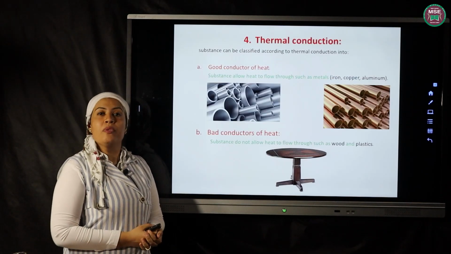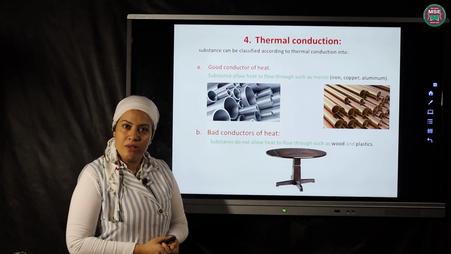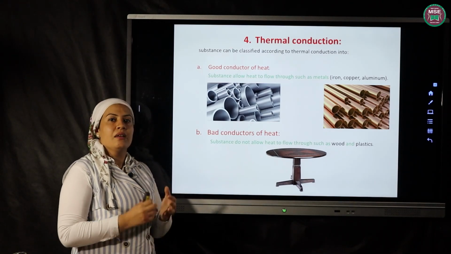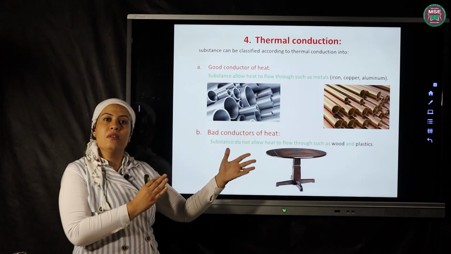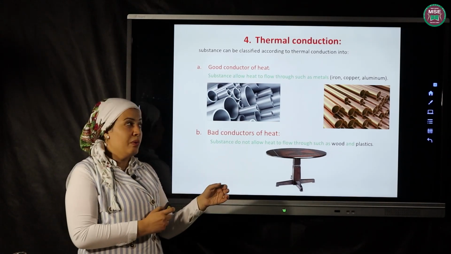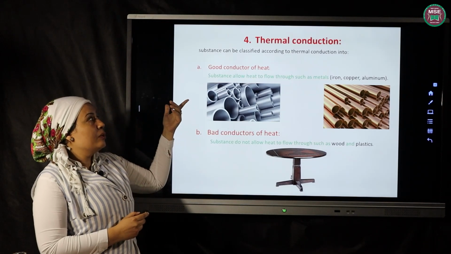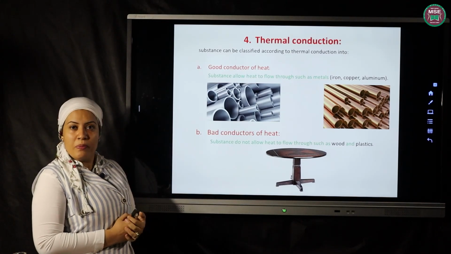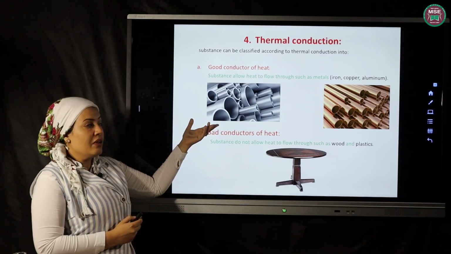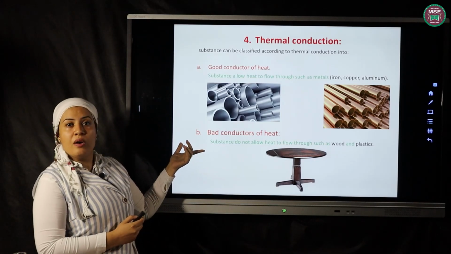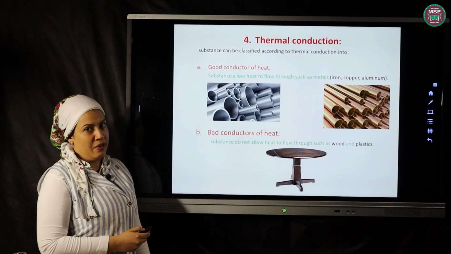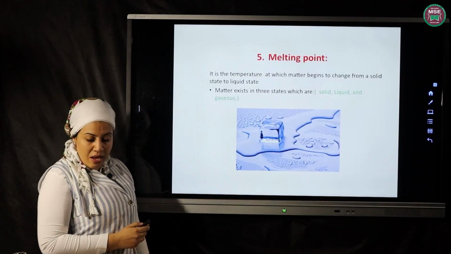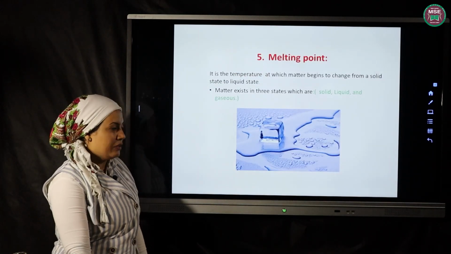Now we will talk about thermal conduction, which we talked about before in primary. I have substances that are good conductors of heat and other substances that are bad conductors of heat, okay? Good conductors of heat allow the heat to pass through them, like the metals, and bad conductors of heat don't allow the heat to pass through them, like wood and plastic.